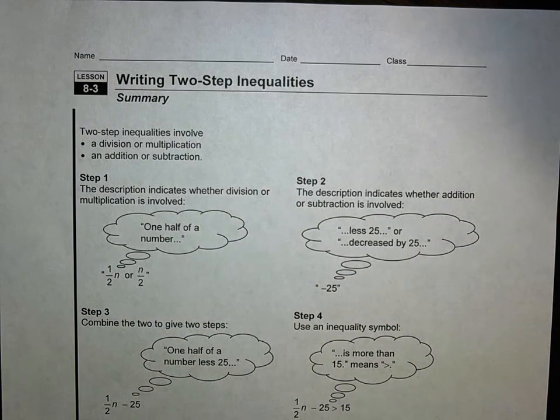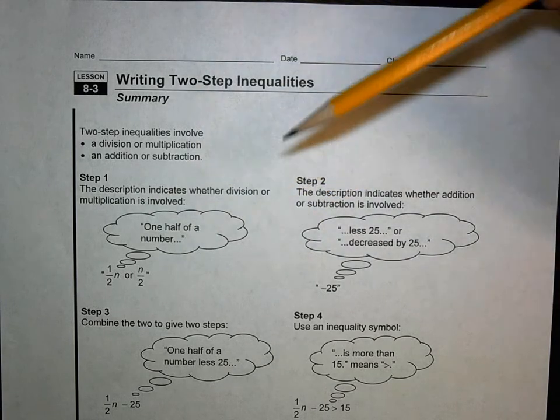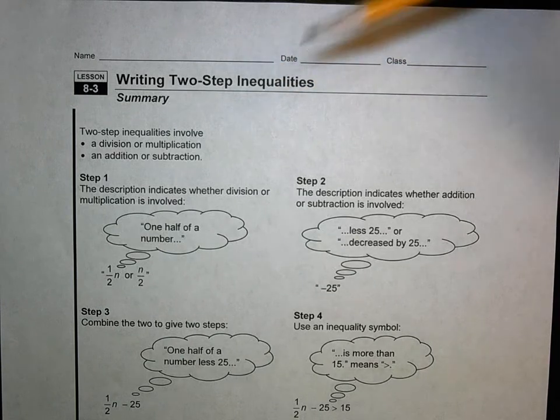All right, so let's look at writing two-step inequalities. Again, we're just writing the inequalities. We're not solving them. They do have a unique factor, and I don't want you to solve them yet. So two-step inequalities involve a division or multiplication of the variable and an addition or subtraction to the number and the variable. So it goes through steps. Let's go ahead and work them.